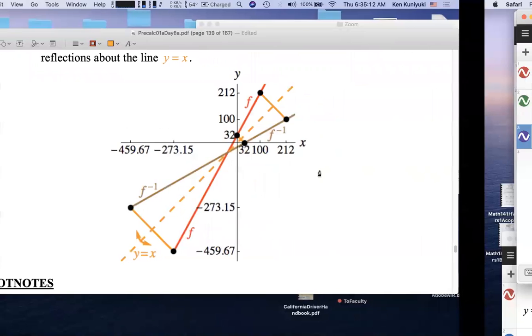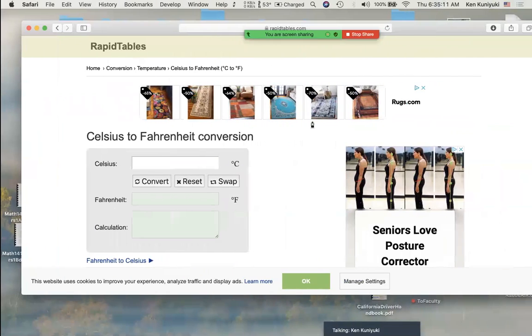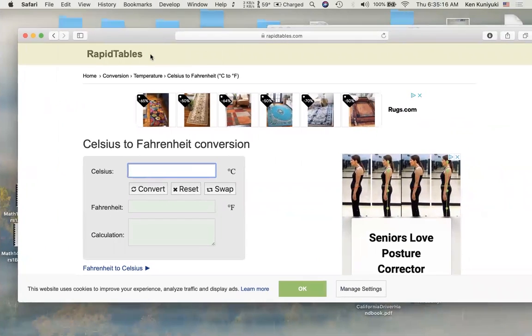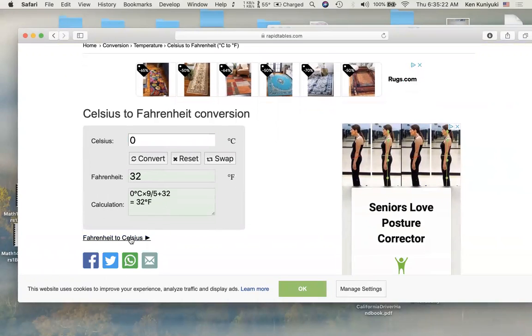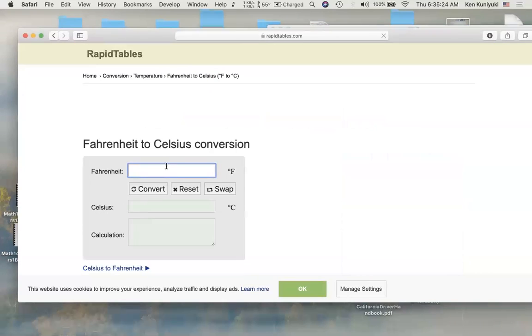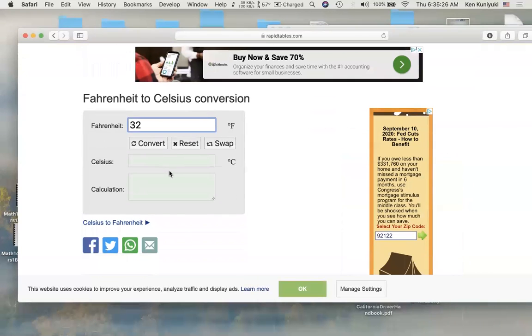In fact, there's a table, rapidtables.com. That's a website. Okay, 0 degrees Celsius converts to 32 degrees Fahrenheit. Also, there's a Fahrenheit to Celsius page. 32 degrees Fahrenheit converts to 0 degrees Celsius. You see formulas in here.